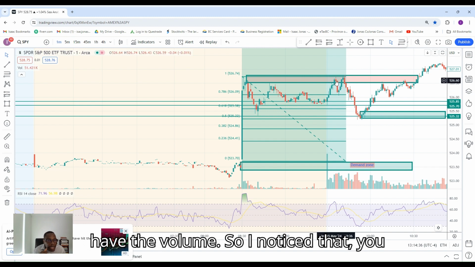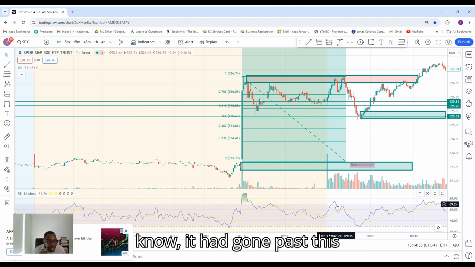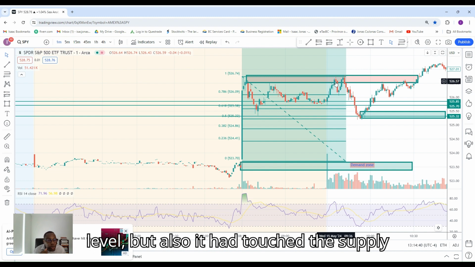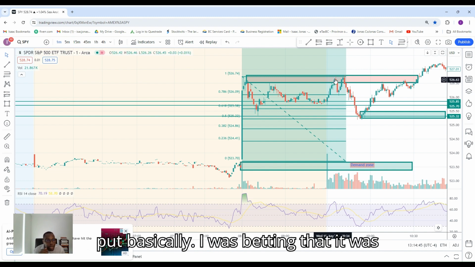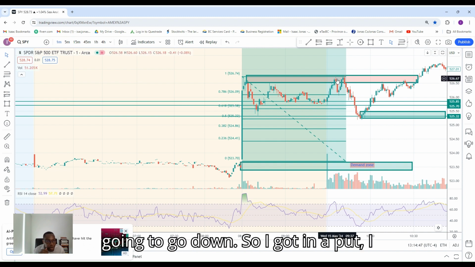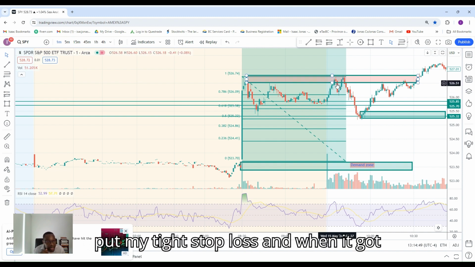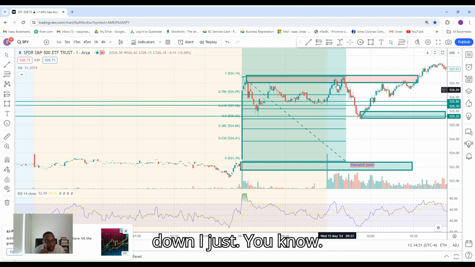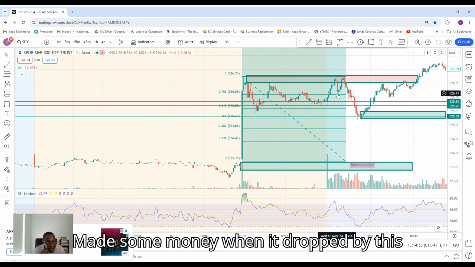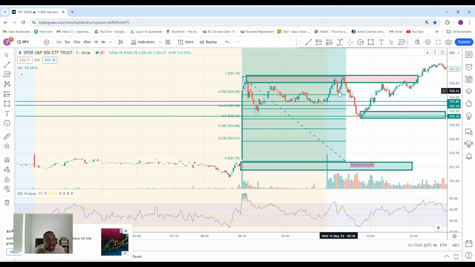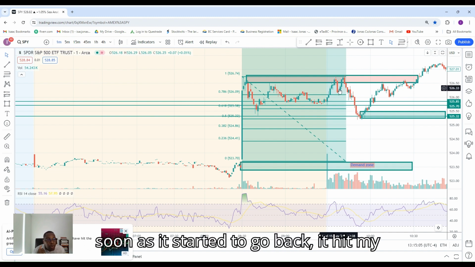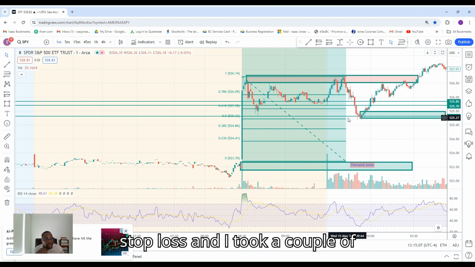So I noticed that it had gone past this level, but also it had touched the supply zone. So what I did is I got into a put. Basically, I was betting that it was going to go down, so I got in a put. I put my tight stop loss, and I made some money when it dropped by this candle, because it's an option, it's leverage. I put my stop loss and I was adjusting it, and as soon as it started to go back, it hit my stop loss.